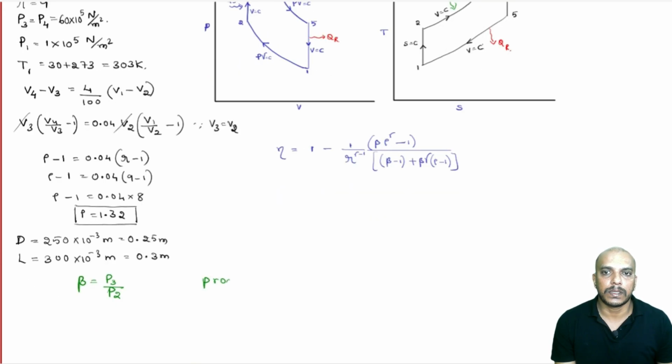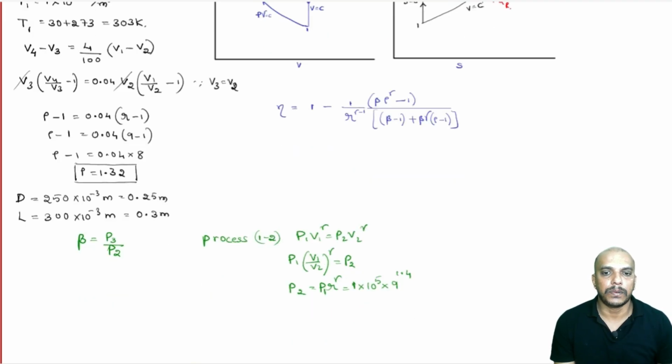Now we can use process 1 to 2. We have this pressure ratio. P1 V1 power gamma is equal to P2 V2 power gamma, and this is P1 (V1 by V2) whole power gamma is equal to P2. Now P2 is equal to P1 R power gamma. P1 is known to us, 1 bar, so 1 into 10 power 5, and R is given to us as 9, so 9 power 1.4. So we can readily calculate P2.